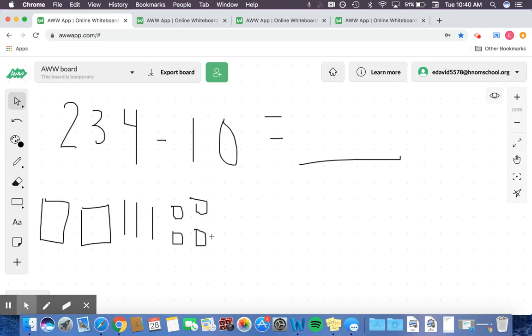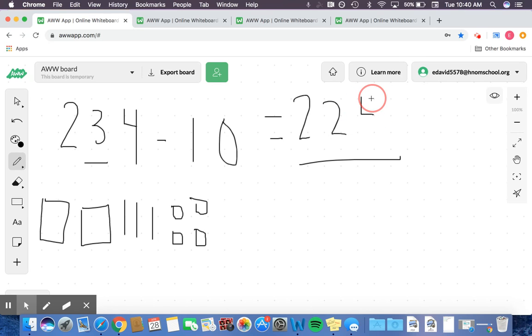Now, when we subtract a 10, the digit in the tens place goes down by 1. There is a 3 in my tens place. Like I just said, the digit in the tens place goes down by 1. So 3 minus 1, I can do that in my head, and I know you can too. 3 minus 1 is 2, which makes 234 minus 10, 224.